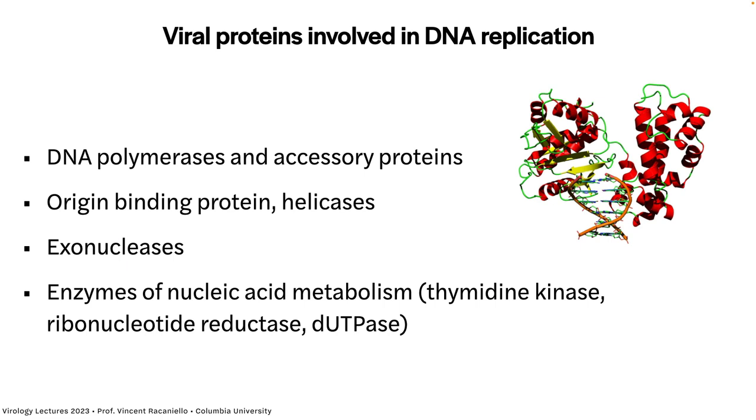And then, of course, we have to make triphosphates. We have to make the dNTPs. And so there are a host of enzymes that are needed for that: thymidine kinase, ribonucleotide reductase, dUTPase. There's some of them that are needed. Some viral genomes encode those. But for the smaller ones, again, they come from the host.